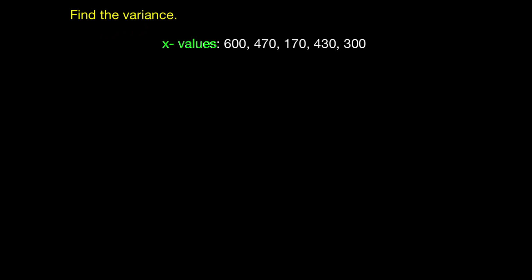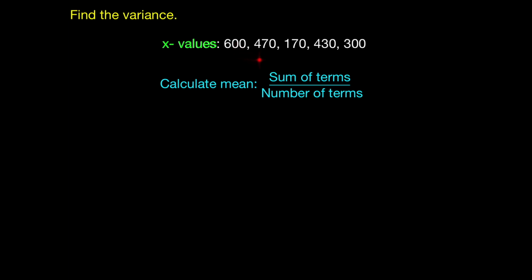Find the variance. In order to find the variance, I'm first going to have to calculate the mean. And to calculate the mean, I have to sum up my terms and then divide by the number of terms that I have. So in this case, I'm going to add the 600 with the 470, with the 170, with the 430, and with the 300. Then I'm going to divide it by 1, 2, 3, 4, 5, since I have 5 terms.